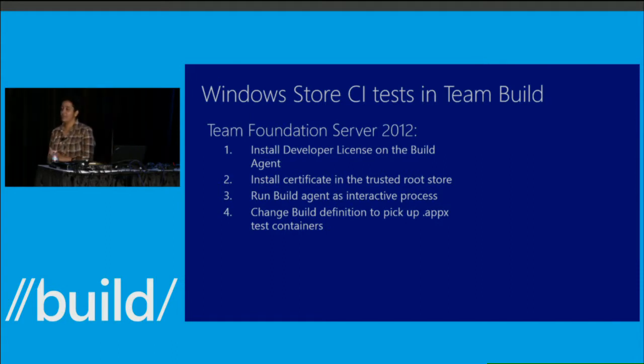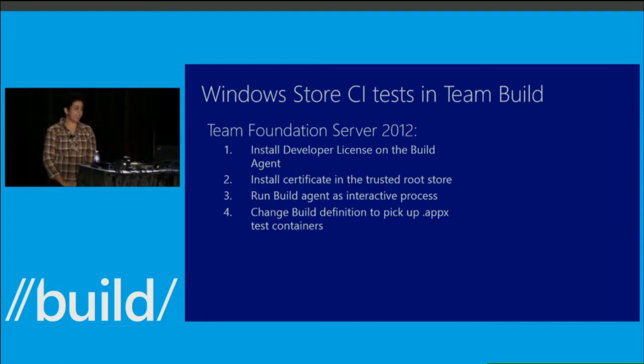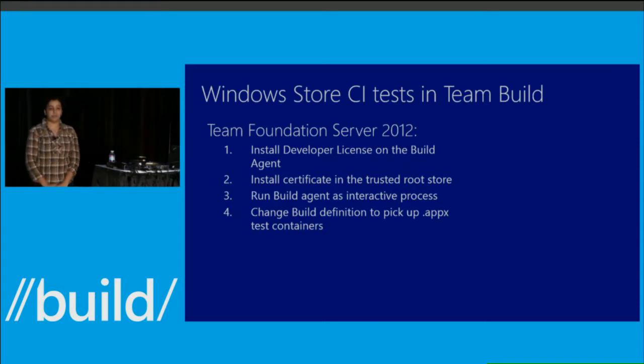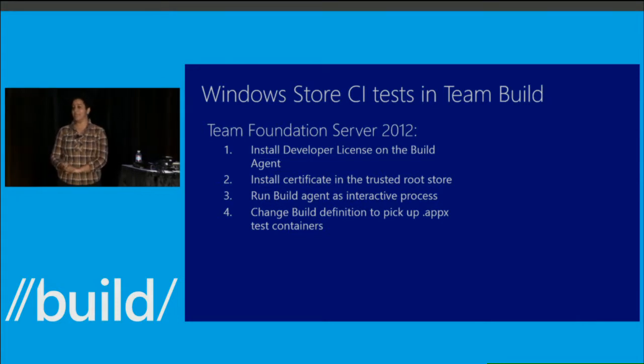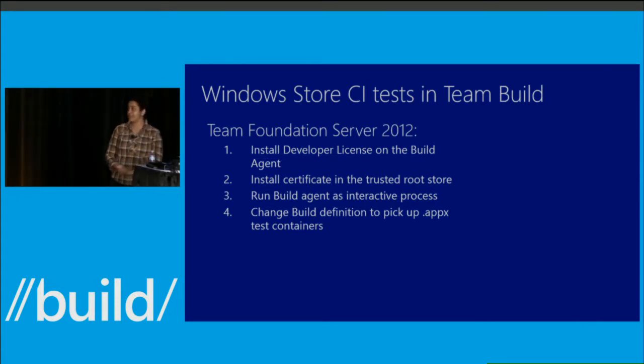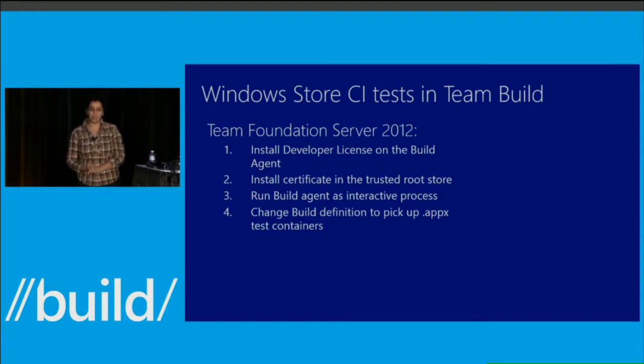Trying to run continuous integration tests with Team Build and Team Foundation Server, that capability has existed in 2012 as well, but it was a painful process. You had to read a 3-page MSDN documentation and go through a bunch of steps manually, and of course that was error prone. The steps that you needed to do were: install the developer license on your build agent machine, install the certificate in the trusted root store, run the build agent as an interactive process, and then change the build definition to pick up the appx that the unit test build spits out.